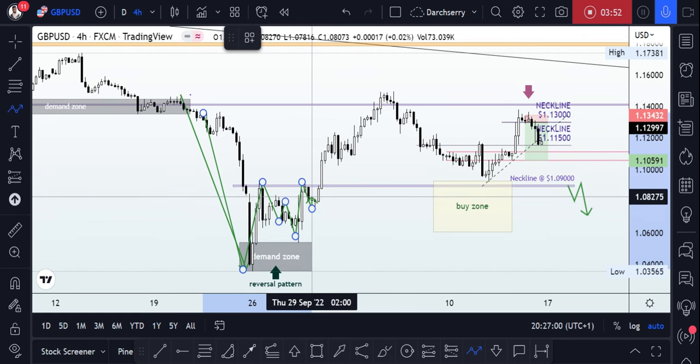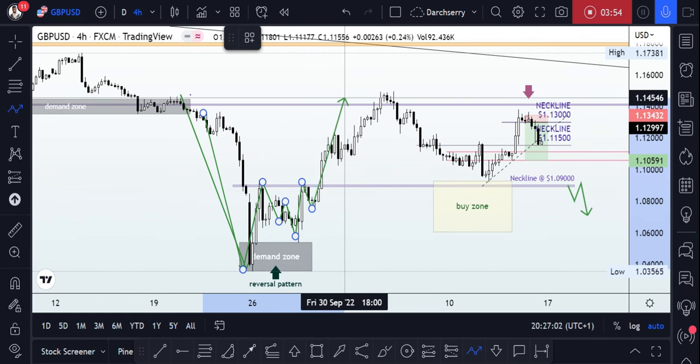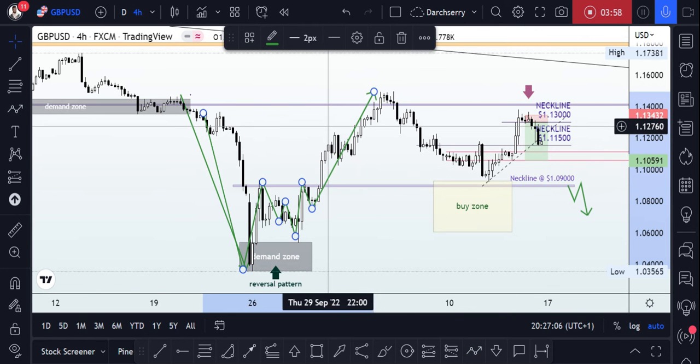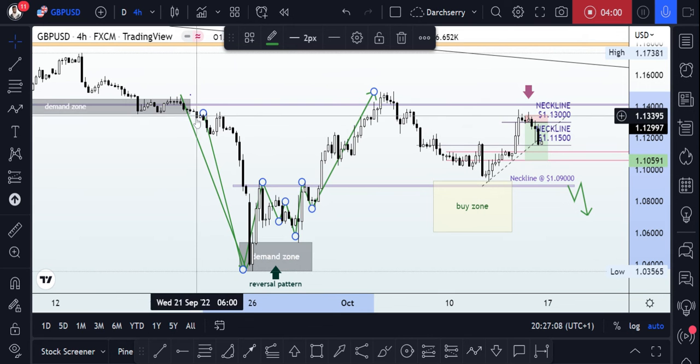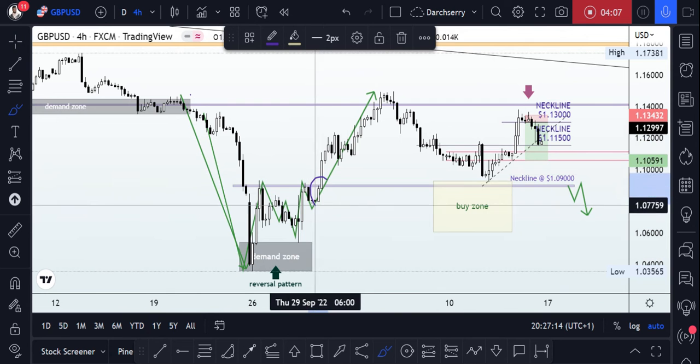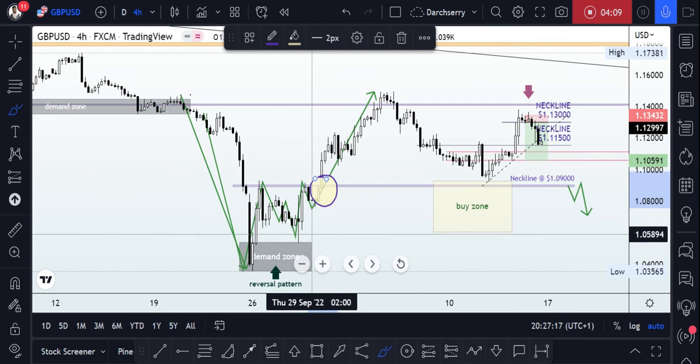So we saw the breakout of the 1.0900 level as price came right back into the 1.1400 level that was broken a couple of weeks ago. So from a technical standpoint, whenever we have a breakout of a neckline of a reversal pattern, what do we expect?